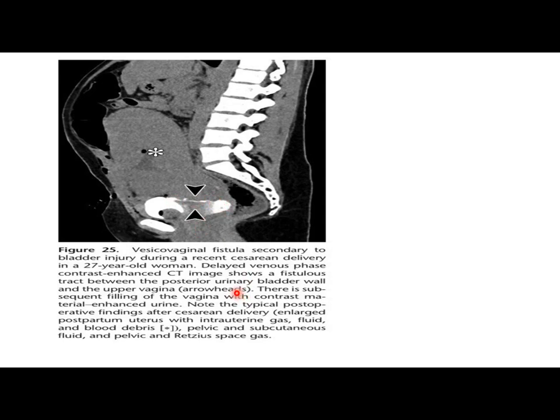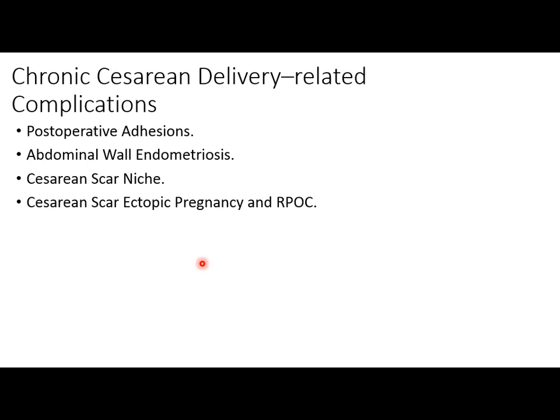There is a tract, or a communication, between the posterior wall of the bladder and the anterior wall of the vagina. The urine is extravasating into the vagina due to trauma to the bladder, mostly to the dome of the bladder, causing perforation or fistula formation. These are the acute complications.